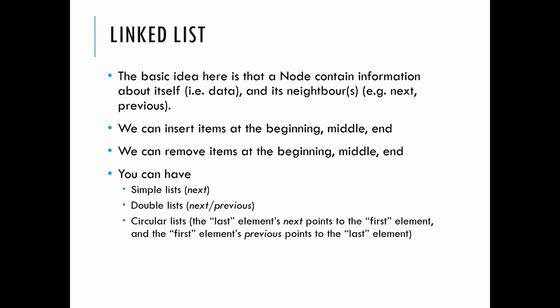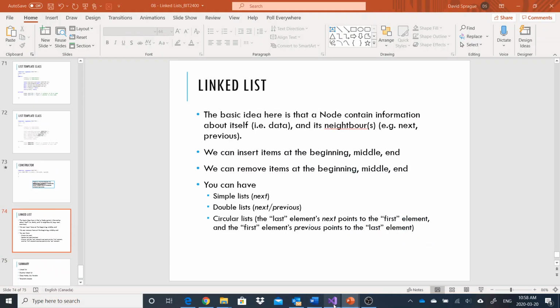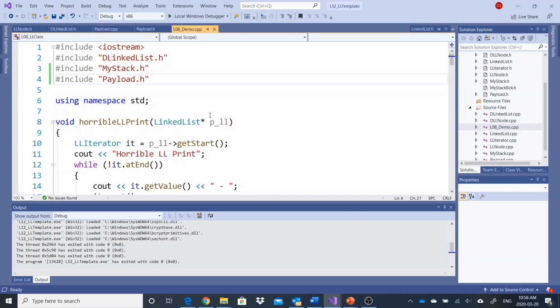I don't care what kind of data it is. It's just data. I'm going to store some kind of payload in there. So let's actually do a quick coding of this and see what we get. I've duplicated my original demo, the linked list demo, and we have all this horrible print list code and stuff like that.